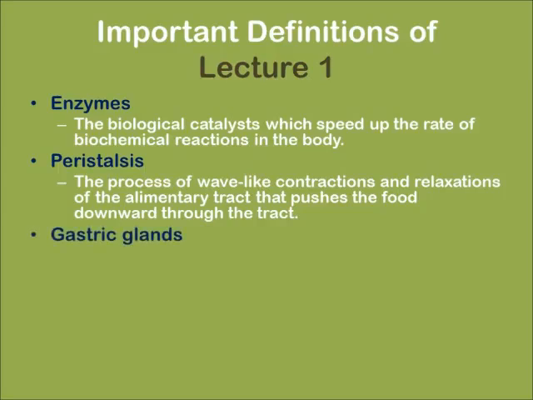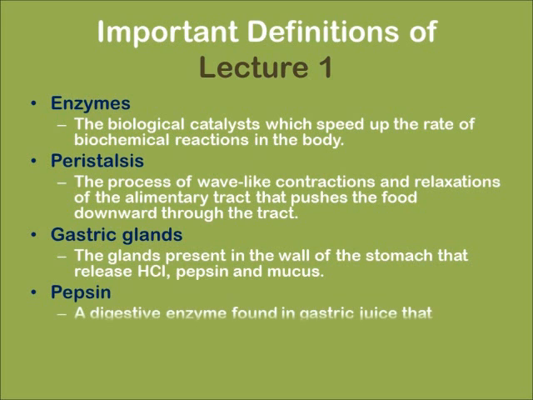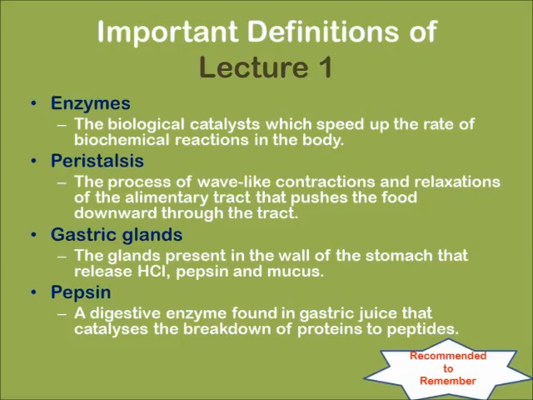Gastric glands: the glands present in the wall of the stomach that release HCl, pepsin and mucus for the digestion. Pepsin: a digestive enzyme found in the gastric juice that catalyzes and breaks down the proteins to peptides. It is recommended that you remember these definitions.